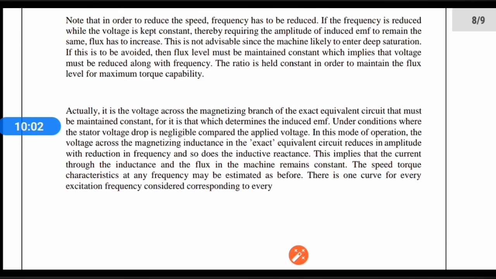So this is all about how we can change the speed, and this method is also having one advantage, that the maximum torque is the same. So this is all about how we can change or vary the speed torque characteristic. So this is all about this lecture.